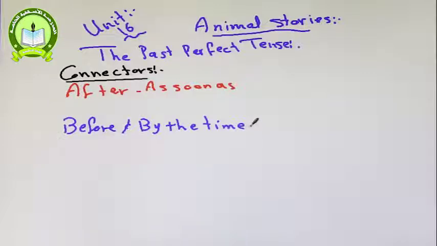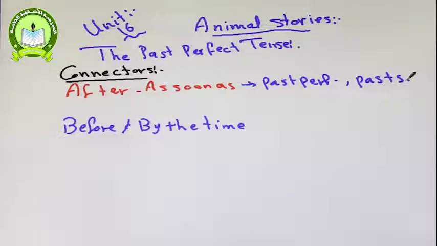I know that some of you will say we also have when and because, as. Yes, I know that these are some connectors, but try to take it step by step. Let's start first with after and as soon as, then we will discuss that later. After and as soon as should be followed by past perfect, then past simple.